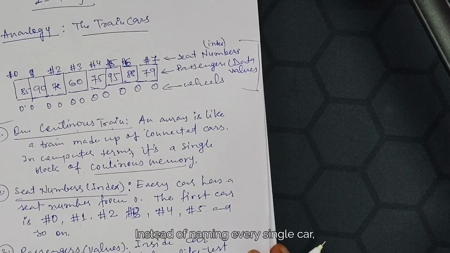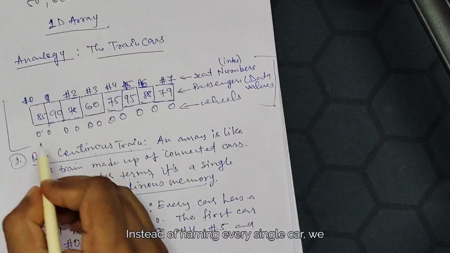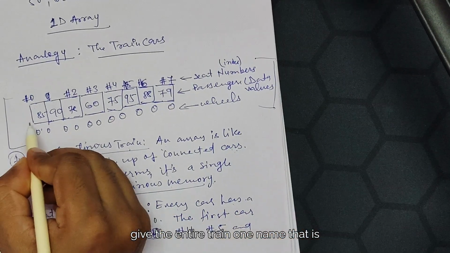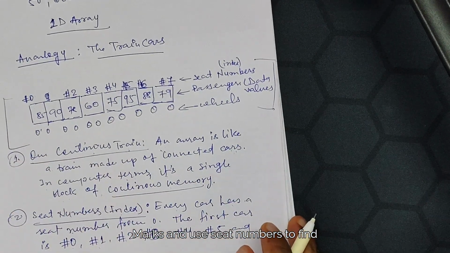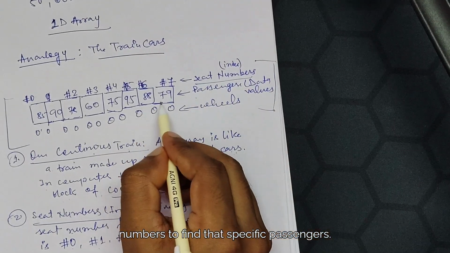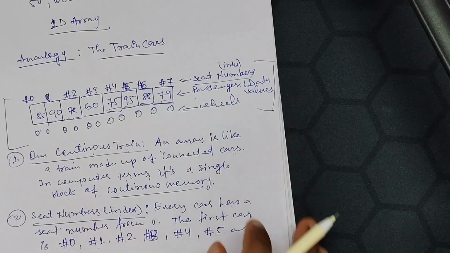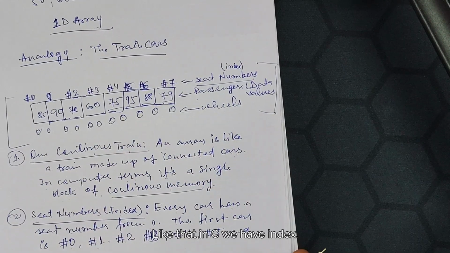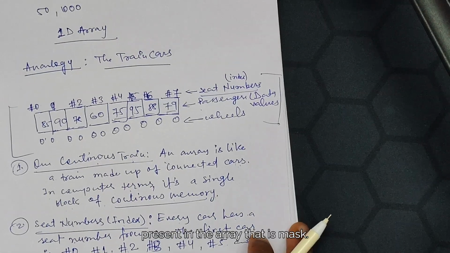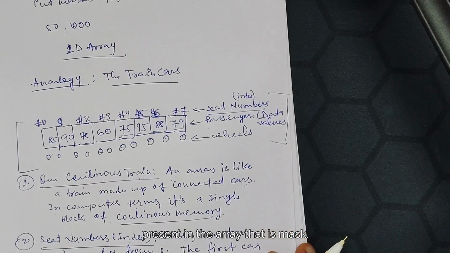Instead of naming every single car, we give the entire train one name, that is marks, and use seat numbers to find specific passengers. Like that in C, we use an index to find the value present in the array, that is marks.